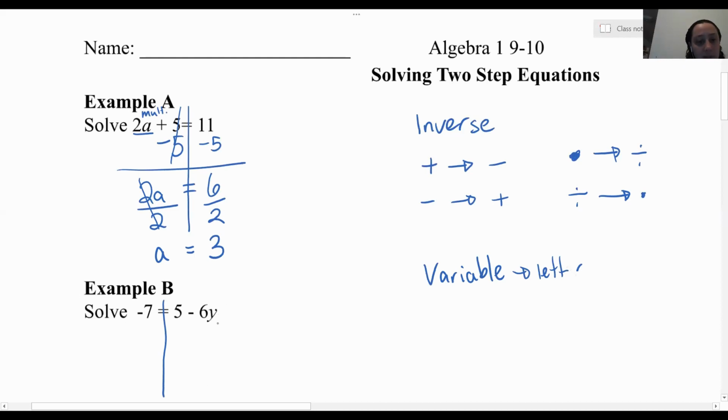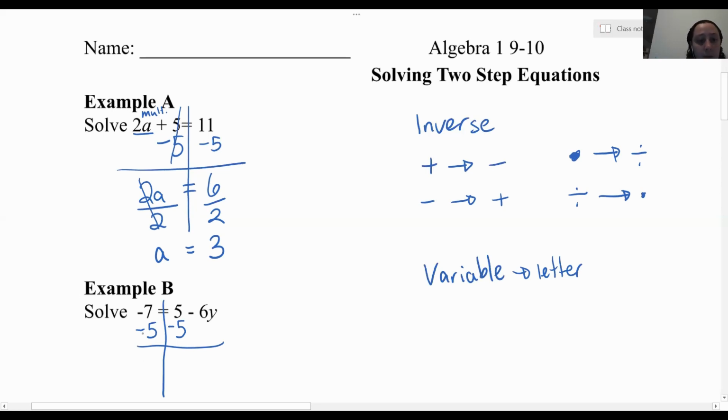Now I look what's on the same side, so this is on the right side of the equals. We have multiply by negative 6 and a positive 5 here. So we're going to subtract 5 on both sides. We're not going to do plus 7 because the 7 is not with the y. We want to move the numbers that are on the same side as the y.